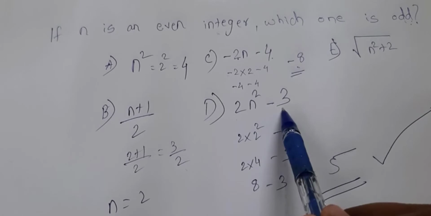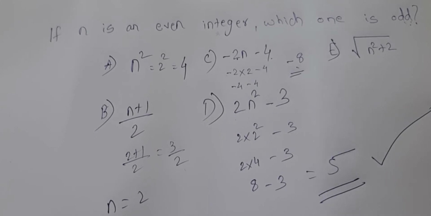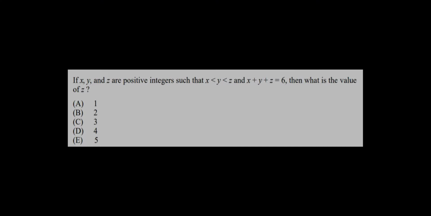So 2n square minus 3. We solve it: 8 minus 3 becomes 5. Now 5 is an odd integer. So the correct option is option D. Now let's take the next example.